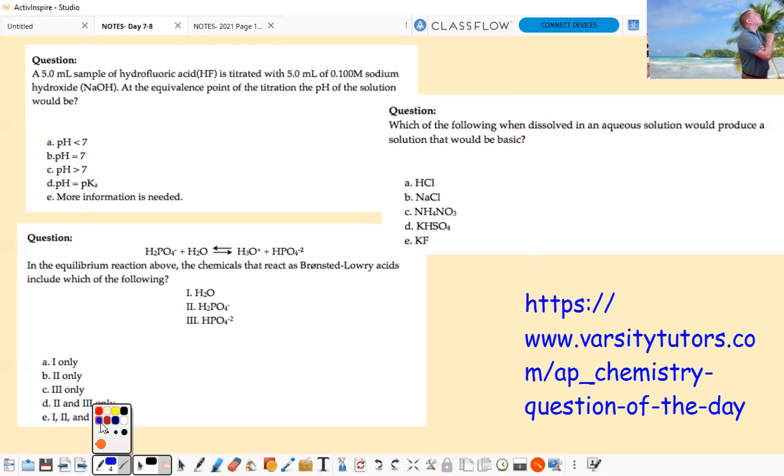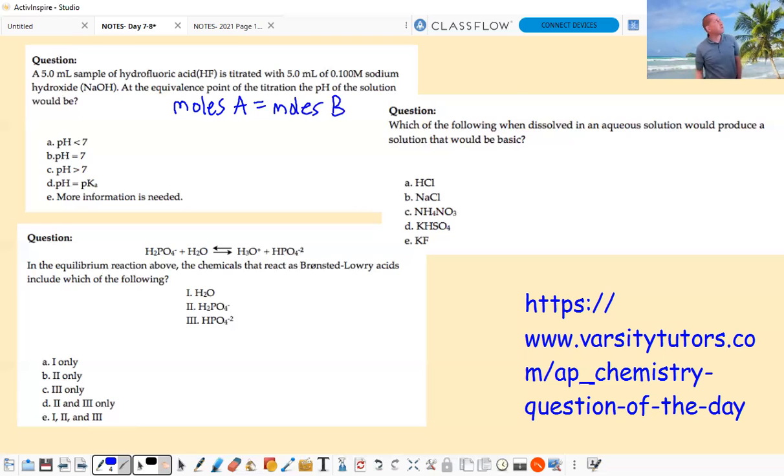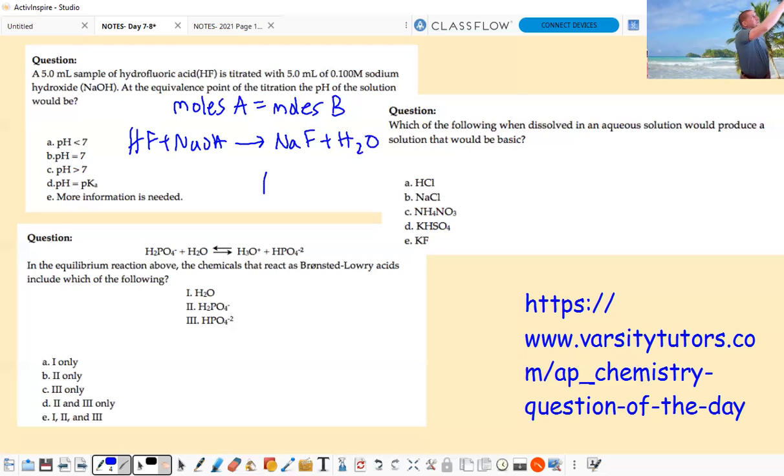All right, so first one, a 5 milliliter sample of HF is titrated, so that's what we're doing, titrated with sodium hydroxide at the equivalence point. I talked about the equivalence point yesterday, which is when the moles of acid equal the moles of base. Equivalence in terms of moles, that's what it is. So that means they're both limiting. So HF plus NaOH, these are both going to run out. What's left over is the double replacement, but really this one is Na+ and F-, because of the net ionic. So these are all used up.